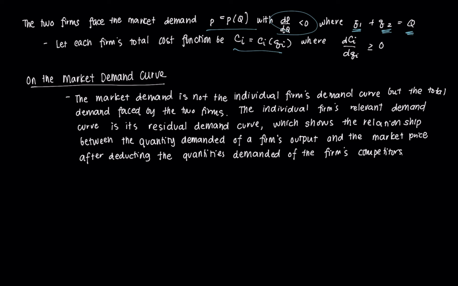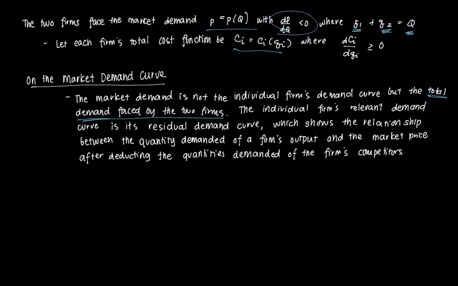If you recall, when we discussed a monopoly, we said that the market demand curve is essentially the monopolist's demand curve. But this isn't the case when we reach oligopolies, because the market demand is not the individual firm's demand curve, but the total demand curve faced by the two firms. It will be the aggregate of the demand faced by the two firms, because there's more than one firm in the market.